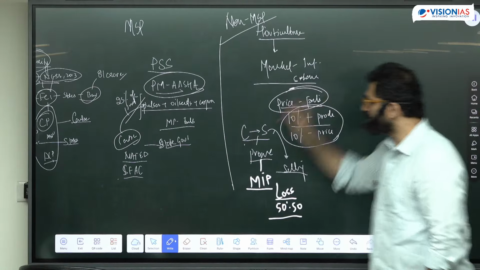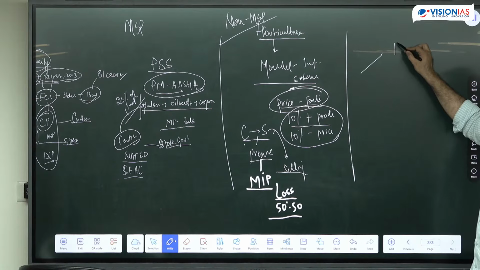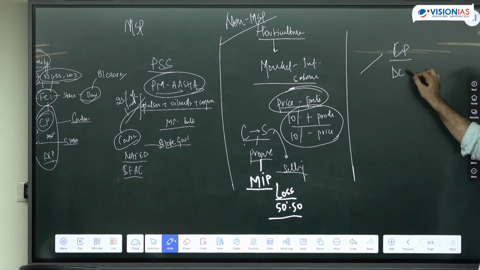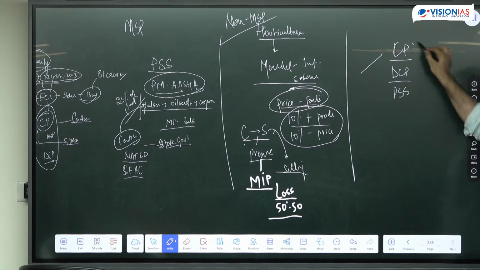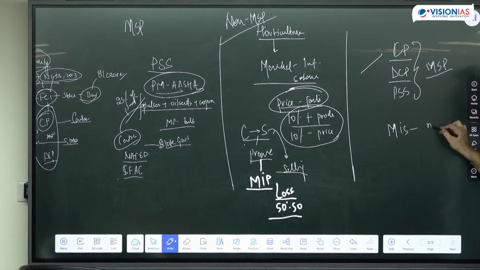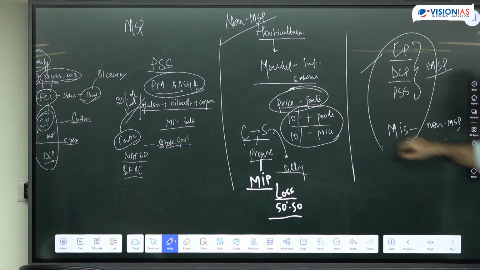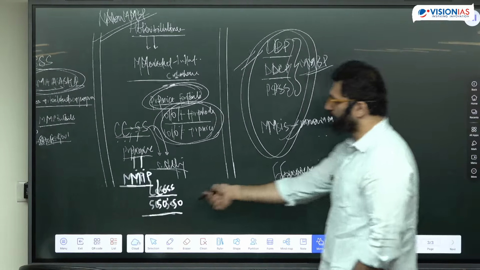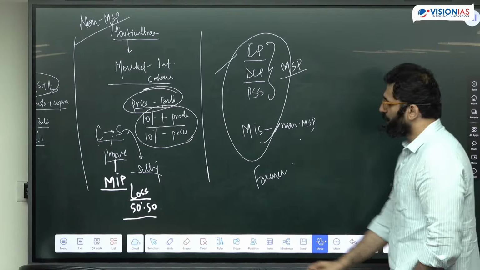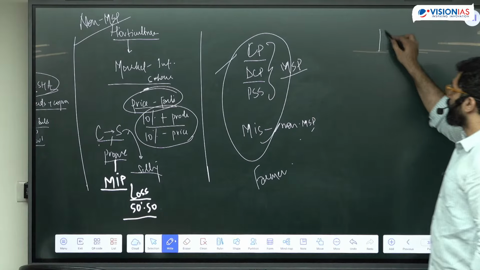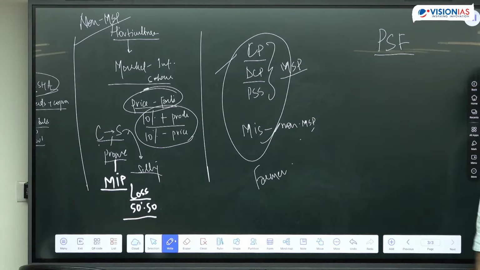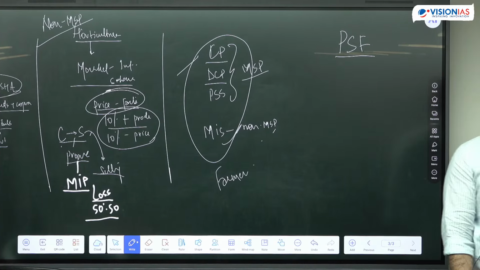4 mechanisms: centralized, decentralized. These 3 are for MSP. Market intervention scheme for non-MSP. All the 4 to protect the farmer. The 5th one is called the price stabilization fund. What happens in the price stabilization fund?